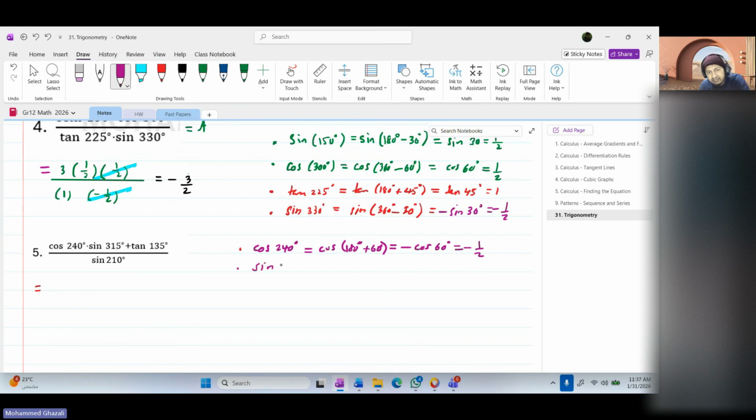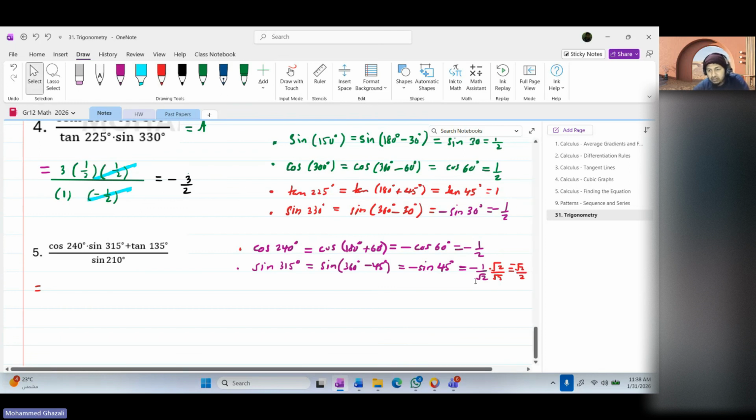Sine 315, which is a sine of 360 minus 45, which is negative sine 45, because that is in the, which quadrant is that in? Fourth quadrant. Sine is negative. So you will get negative 1 over root 2. Let me leave it like that. You can also show the rationalization, multiply by root 2 over root 2 and make it negative root 2 over 2. Okay, so you can use either if you show the rationalization.